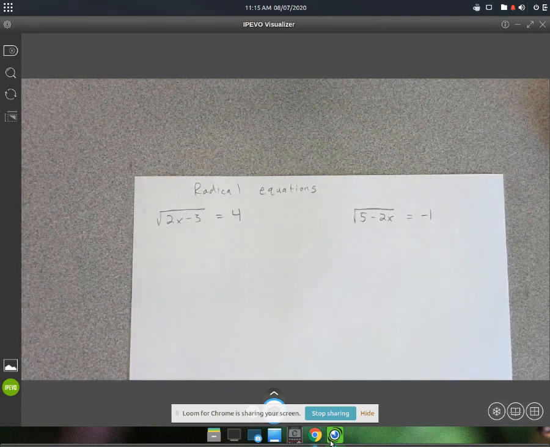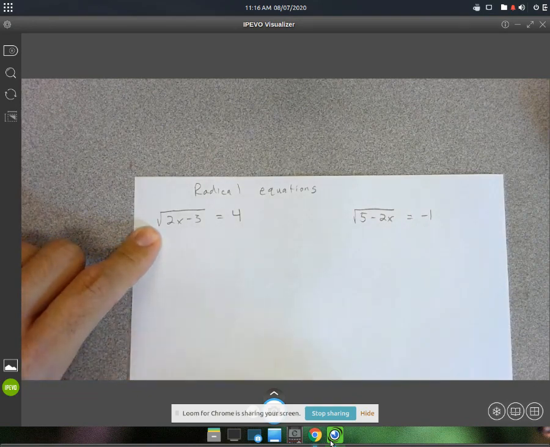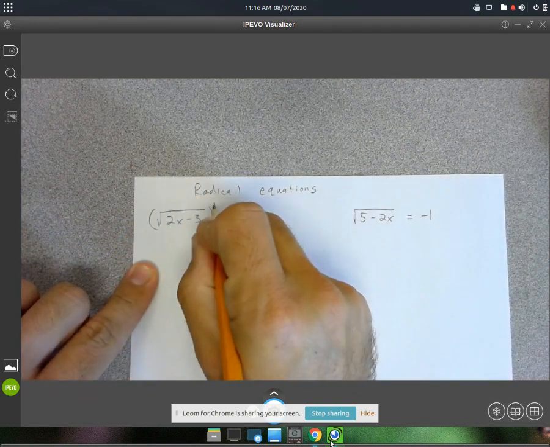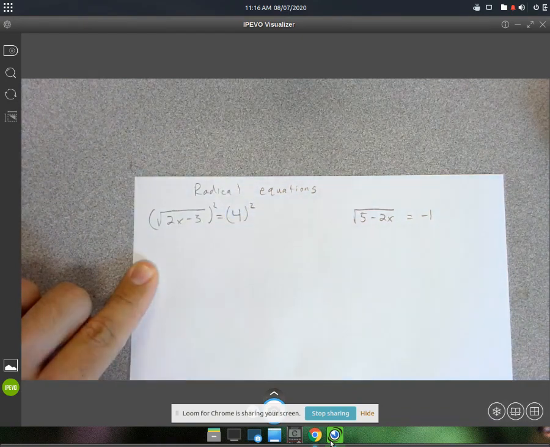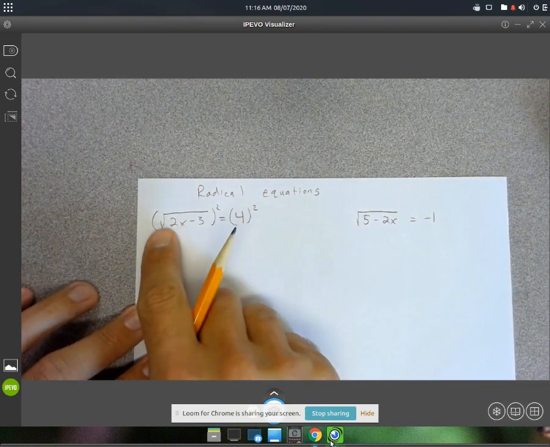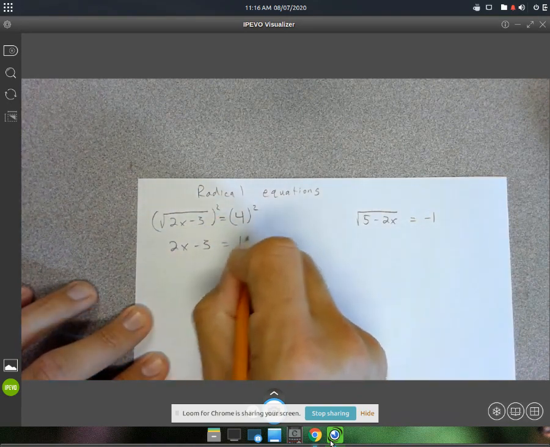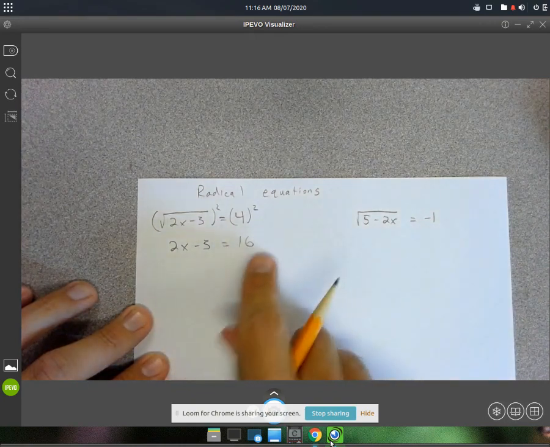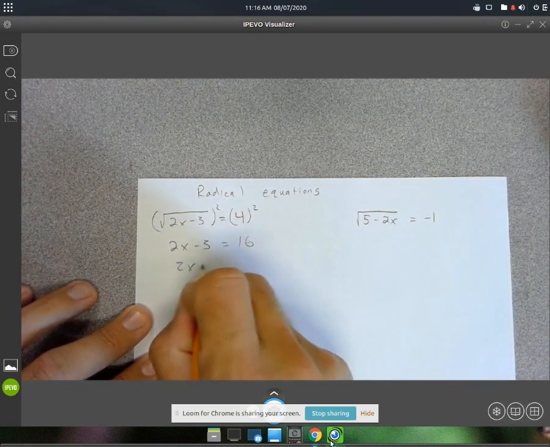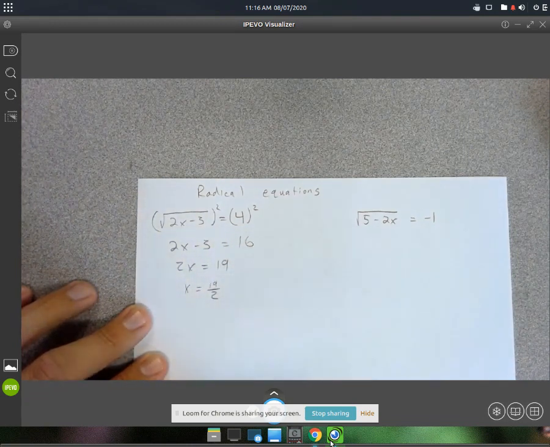All right. So what you want to do is get the square root by itself somehow, just on one side by itself, and then you're going to raise both sides of the equation to the second power in order to get rid of that square root. If it was a cube root, you would raise it to the third power. So the square root of all this squared just gives you 2x minus 3, and over here you get 16. Add 3 to both sides, you'll get 19. Divide both sides by 2, and you'll get 19 over 2.